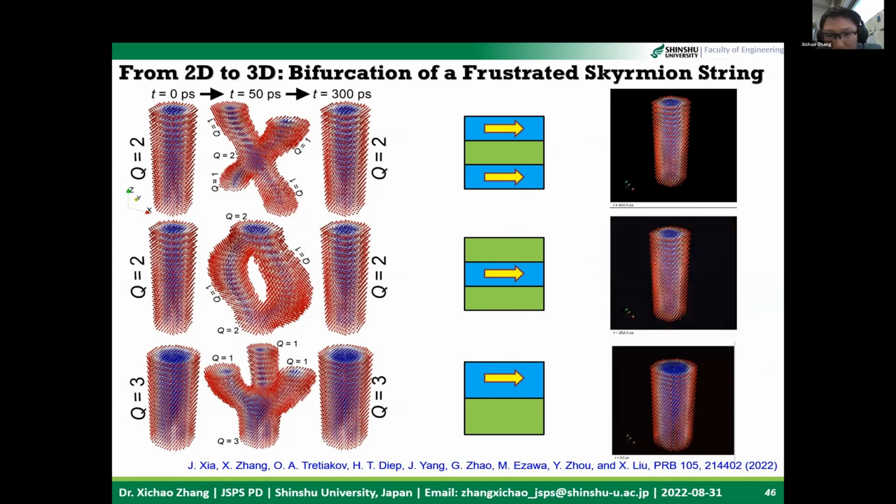And finally, I want to point out that the bifurcation operation should be universal to any stable or metastable skyrmion strings with a skyrmion number larger than 1. For example, if we apply the current pulse to the top 10 layers of the multilayer, where a skyrmion string with a skyrmion number of 3 is initially relaxed at the multilayer film center, we will get the skyrmion string bifurcated into a skyrmion string with 3 branches.